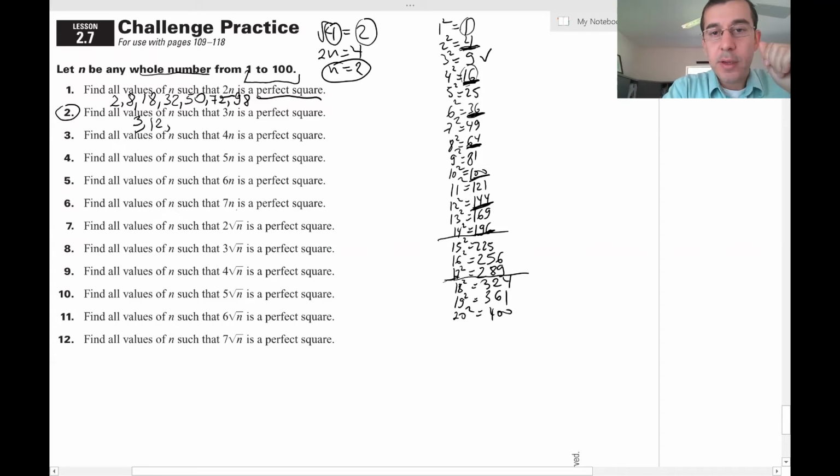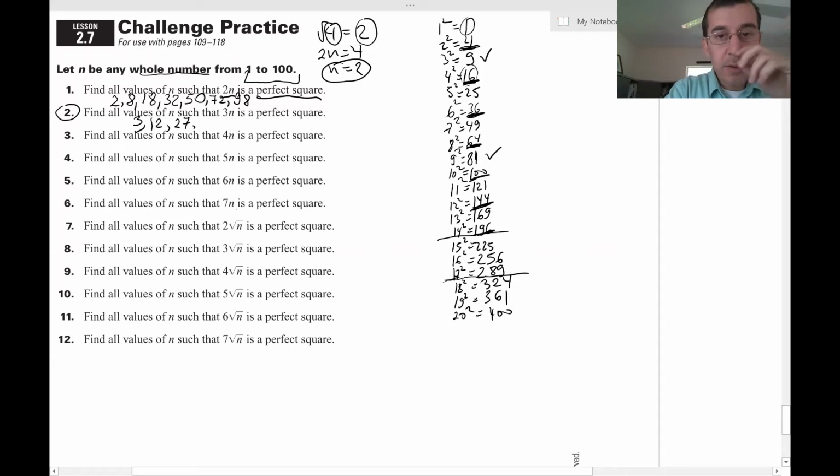And then 49, 9 plus 4 is 13. That's not divisible by 3. 64, that's 10. 10 is not divisible by 3. 81, 8 plus 1 is 9. 9 is divisible by 3. So 81 divided by 3 is 27. So 27 is another solution.